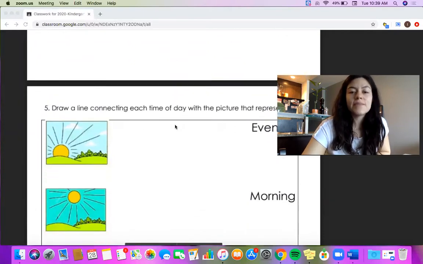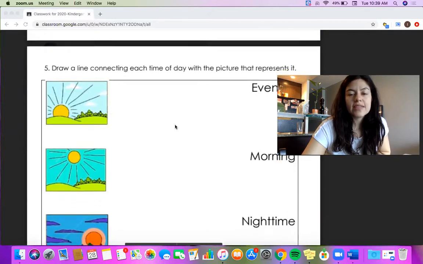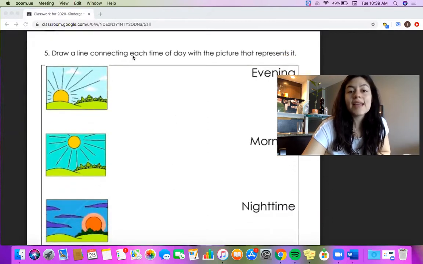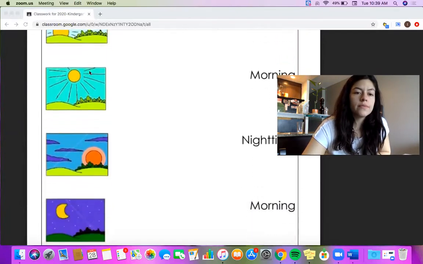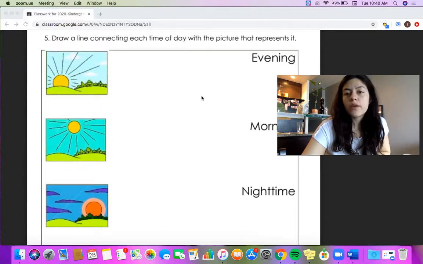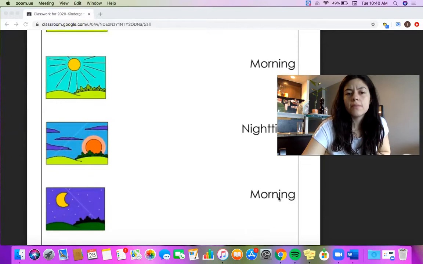And then the last page is quite fun. It is a quick review of times of day. For this activity, you need to draw a line connecting each time of day with the picture that represents it. So on this side are the pictures. And on this side, you have the words: evening, morning, nighttime, and morning.